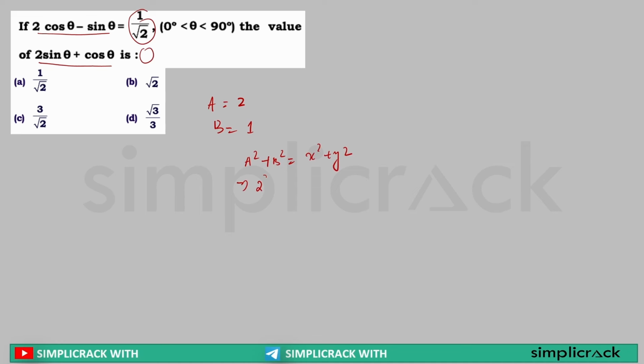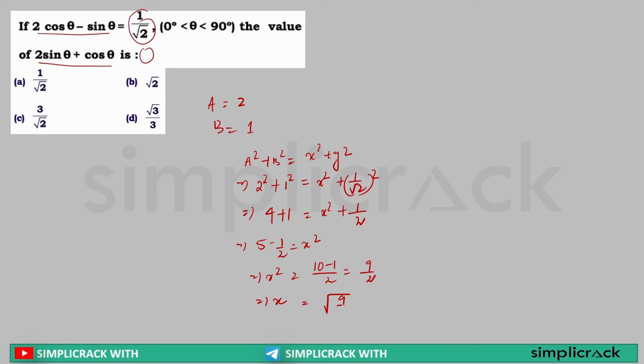Here A square is 2 square, B square is 1 square, equal to x square unknown, y square given 1 by root 2 whole square. This is 4 plus 1 is equal to x square plus 1 by 2. 5 minus 1 by 2 will be what? X square. That means x square is equal to 9 by 2. So what is the value of x? Square root of 9 by 2, which will be 3 by root 2. Simple calculation. I am not explaining this whole thing because it is basic.